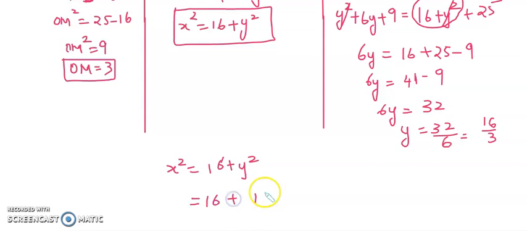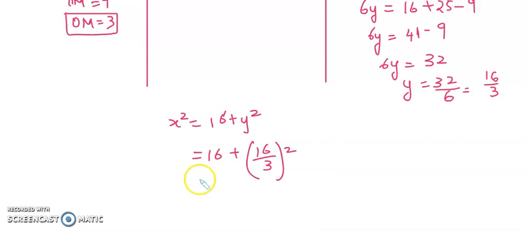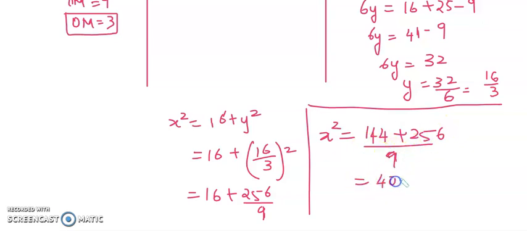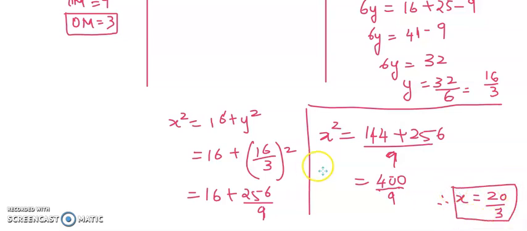In this we are going to put 16 plus 16 by 3 whole square. Correct? So that will be equal to 16 plus 256 by 9. Okay, so I'm going to take the LCM. And we'll get X square equals 16 times 9 is 144, plus 256, by 9, which is 400 by 9. So 144 plus 256 is going to give me 400, 400 by 9. So square root will be 20 by 3. So that is the length of the tangent.